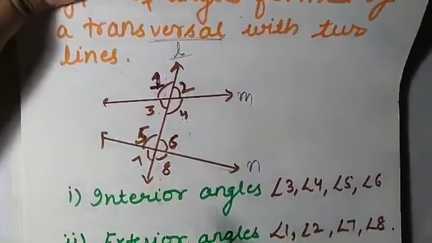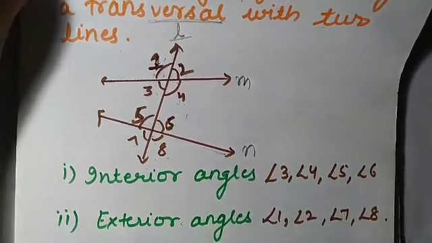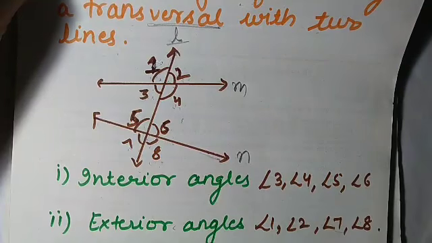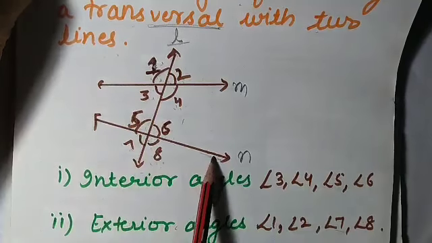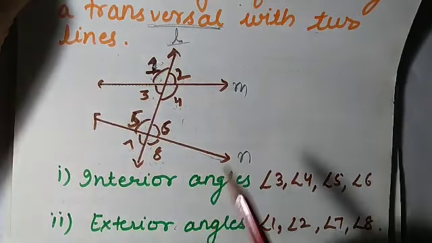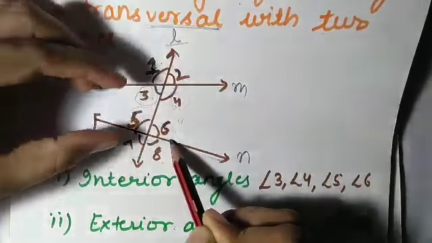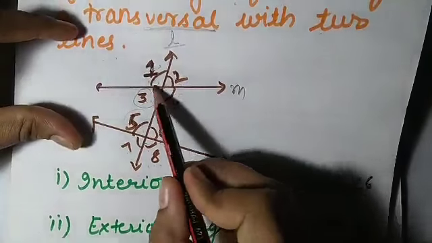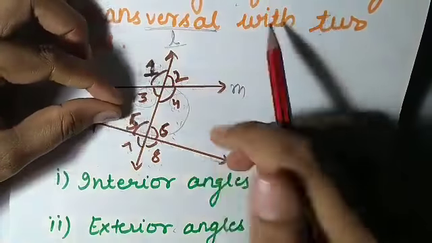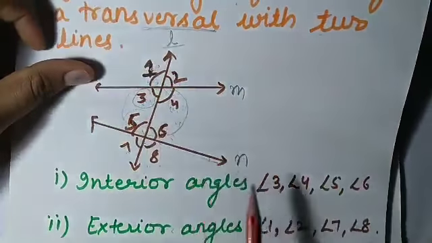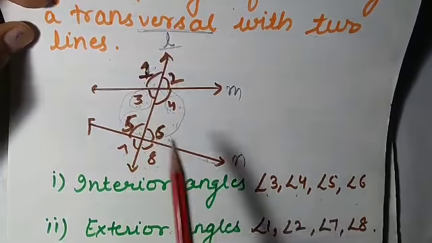Now in these angles, some angles are known as interior angles and some are known as exterior angles. Interior means the angles which are inside the lines. Okay, so these are lines M and N, and the angles which are inside the lines are angles 3, 4, 5, 6. They are just inside lines M and N. Okay, because these are the 4 angles which are inside these two intersecting lines. So these are known as interior angles. So I have written angles 3, 4, 5, 6 are known as interior angles.